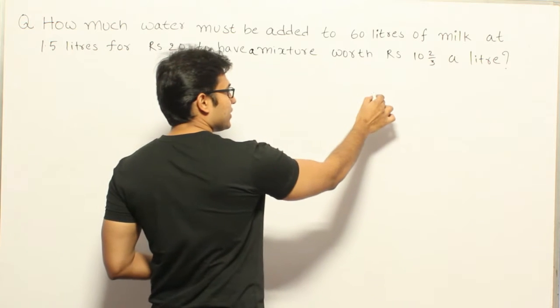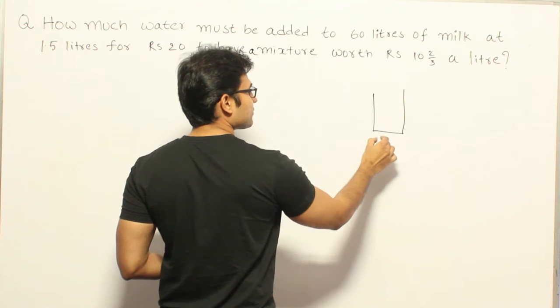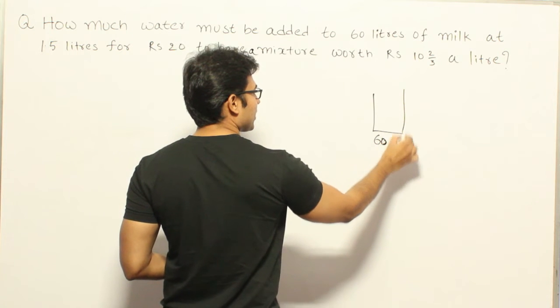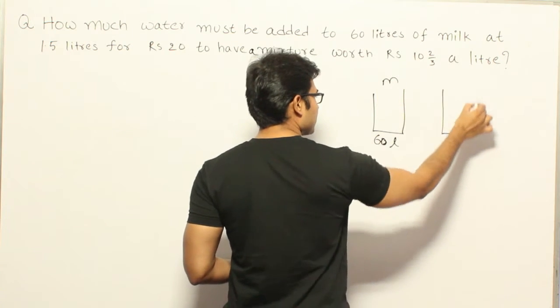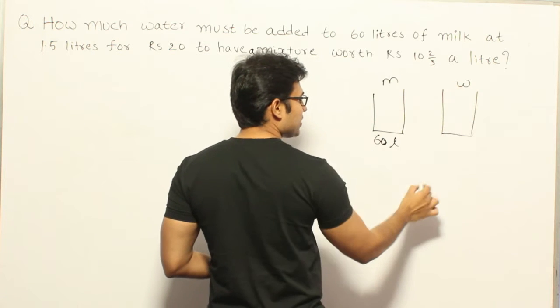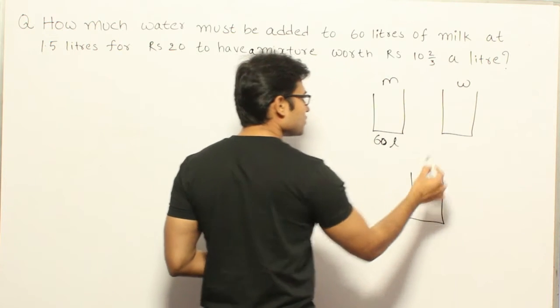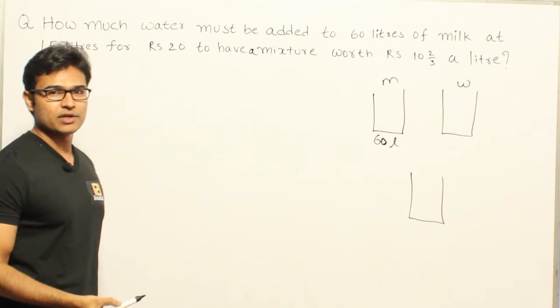See, they are saying that 60 liters of milk is there, okay, and now water is there. We have to mix them both in such a way that the cost is going to drop down. That is what they are asking.